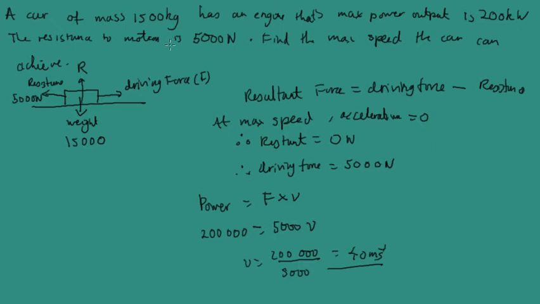As you can see here, we haven't actually used the mass of the car. So the maximum speed is the same for any engine that has this maximum power and this resistance to the motion.